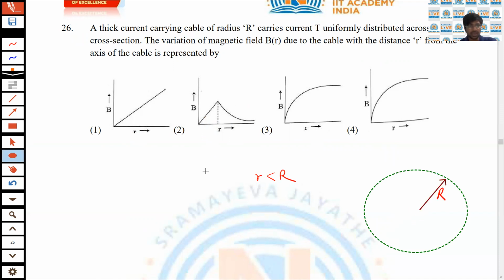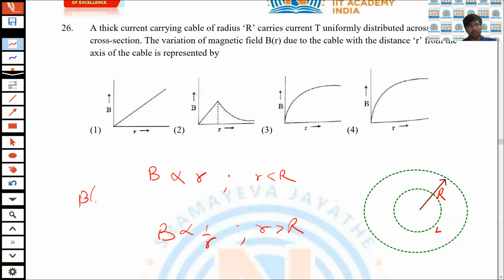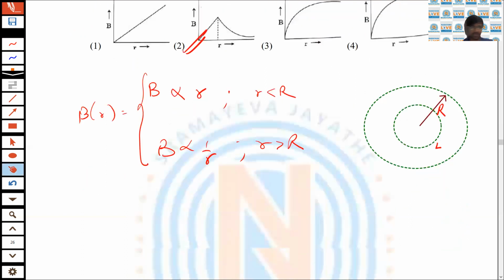Now, if we take an Amperian loop over here, we will get that the magnetic field is proportional to r, and when r is greater than R, the value of the magnetic field becomes inversely proportional to r. So this is the variation of magnetic field that you should know. So this makes option 2 the correct option.